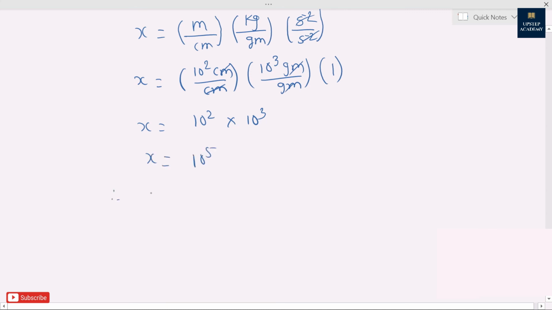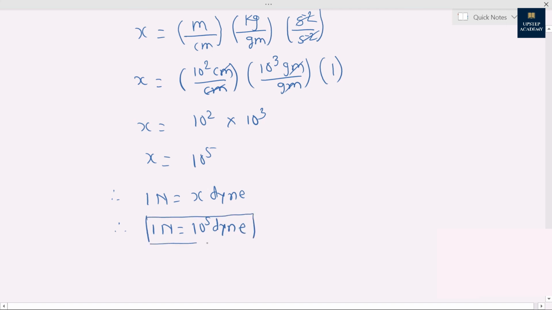So therefore our assumption was 1 Newton is equal to X dyne, and therefore 1 Newton is equal to 10 raised to 5 dyne. So in this way we have found the conversion factor between two units of the same physical quantity by using dimensional analysis. So that is all about the uses of dimensional analysis.